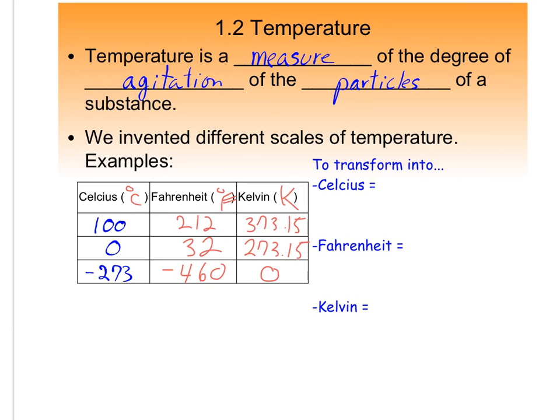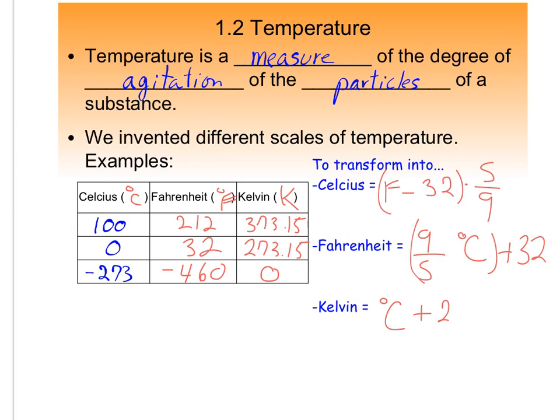And by the way, if you know your Fahrenheit and you want to turn it to Celsius, you take your Fahrenheit minus 32, put that in brackets, times 5/9. If you know your Celsius and want to turn it to Fahrenheit, you do 9/5 times your degrees Celsius and add 32 to that. And for degrees Kelvin, you take your degrees Celsius and you always add 273 to get your Kelvin.